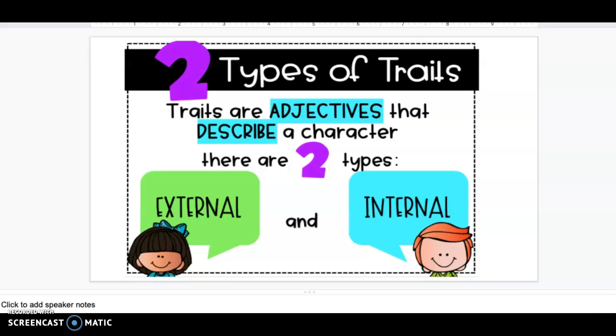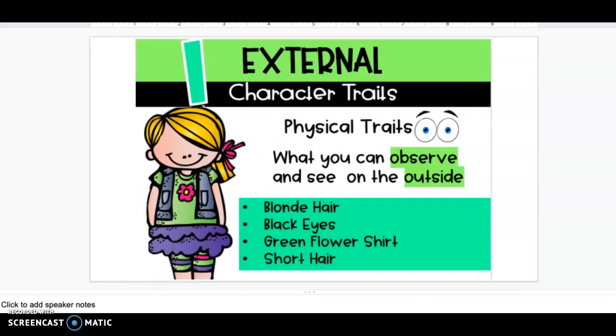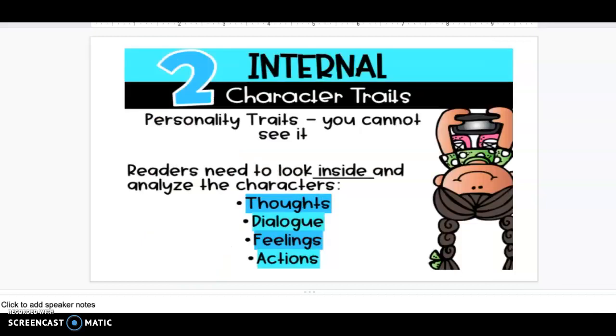External means on the outside of the body that you can physically see, and internal means inside the body that you can't actually see. So here is a slide about external. These are physical traits, what you can observe and see on the outside. For example, blonde hair, black eyes, green flower shirt, and short hair.